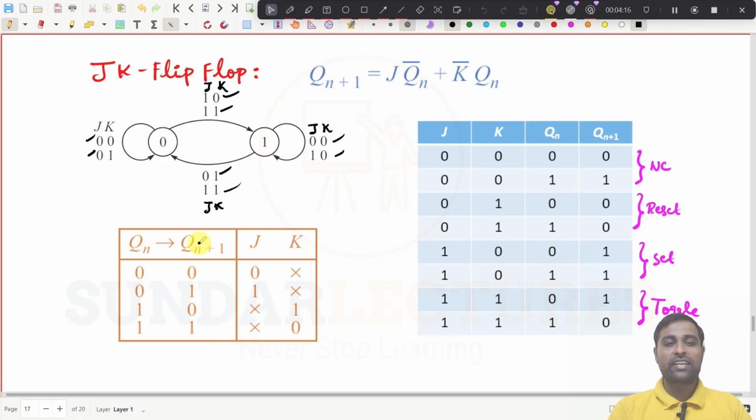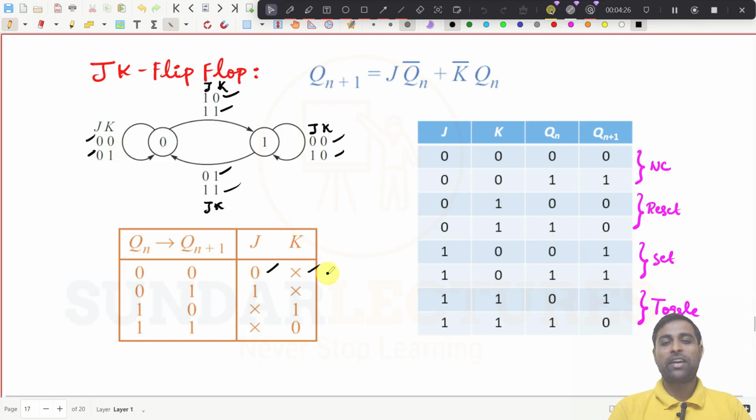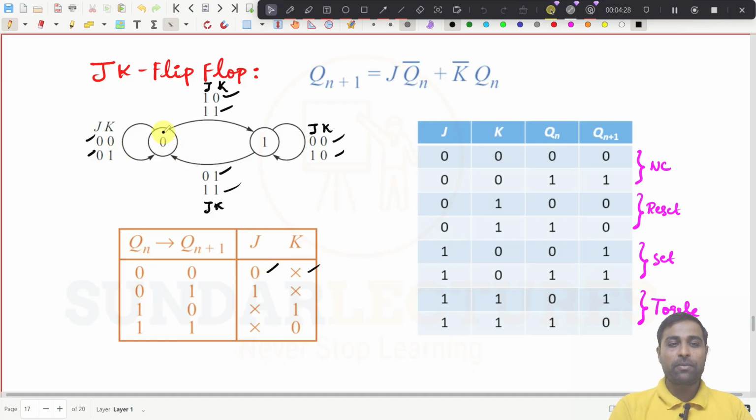So this is now present state, next state. So if it is from 0 to 0 again, it has to retain. Then what should be the value of J? It should be 0, and K can be 0 or 1. And if the present state is 0, next state should go to 1 now. Then what should be the value of J? J should be 1, and K can be 0 or 1.